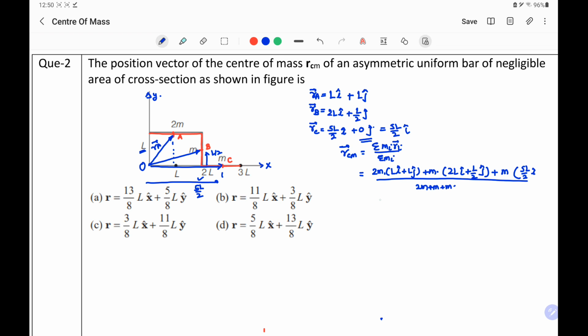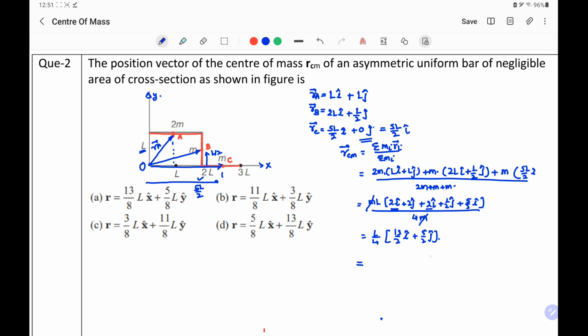Now on taking the common m and L from the numerator, we will have m into L, and the remaining will be 2i plus 2j, plus 2i plus 1 by 2 j, and then 5 by 2 i. The denominator has the value 4m. The m and m get cancelled, so it will be equal to L by 4 into, we will add the i terms: 2 plus 2 is 4, and then plus 5 by 2, so it will be 13 by 2 i, and the j term has the value 5 by 2 j.